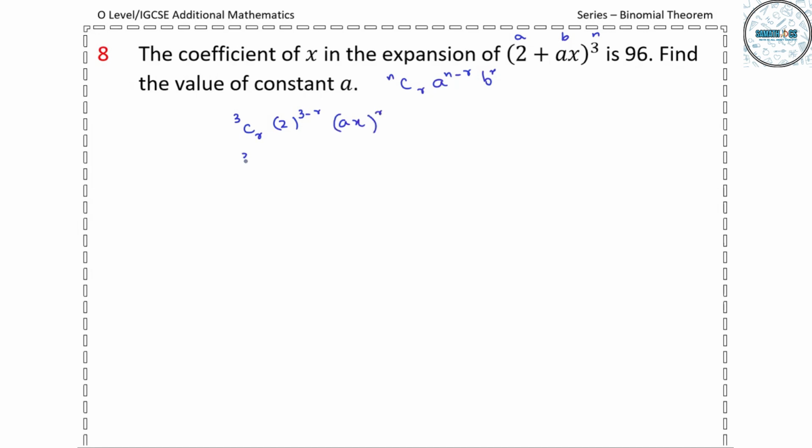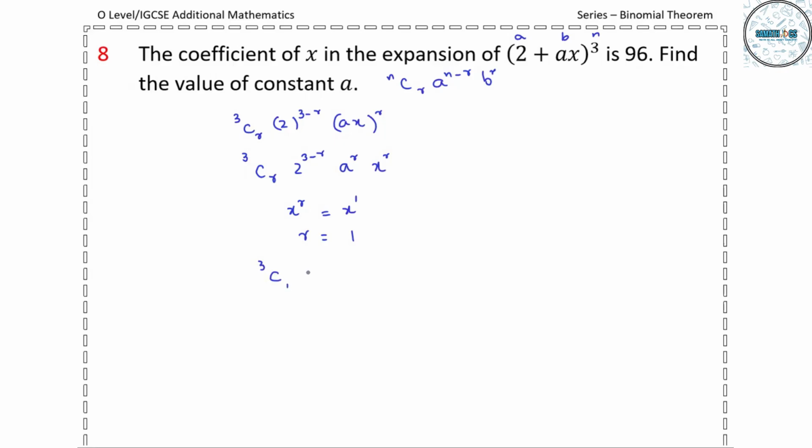When we expand this, we will get 3Cr × 2^(3−r) × a^r × x^r. We will equate x^r to x^1, so the value of r is 1. We will substitute the value of r in this step.